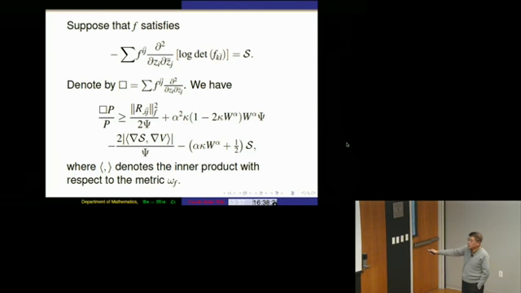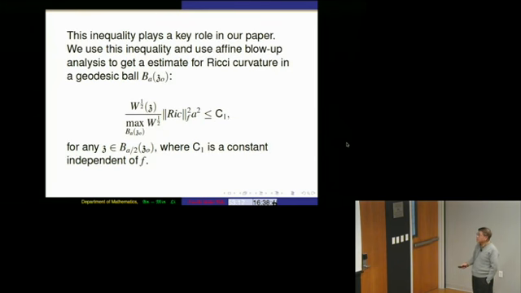Here is the scalar curvature. In the toric case, this is a given one. Then we denote by square the Laplace operator. Then we have the following PDE differential inequality. This inequality is very important for us. This inequality plays a key role in our paper.